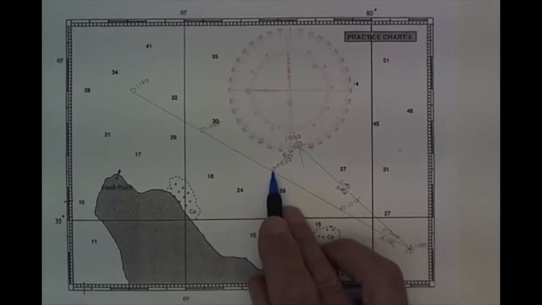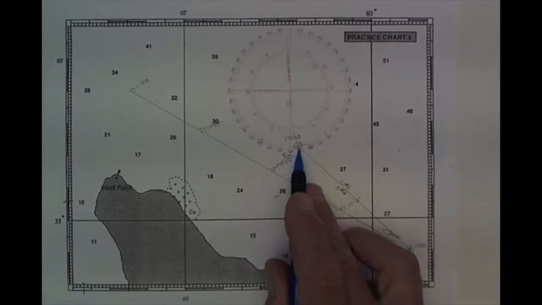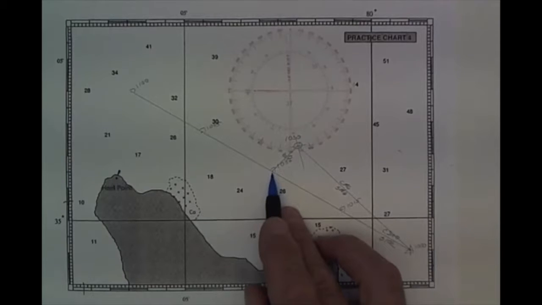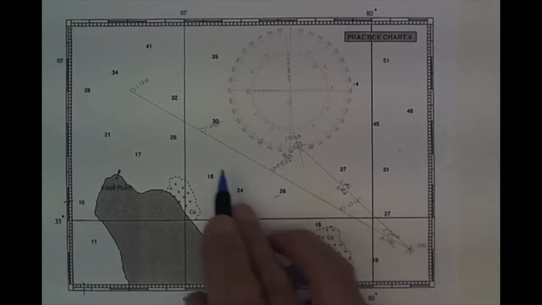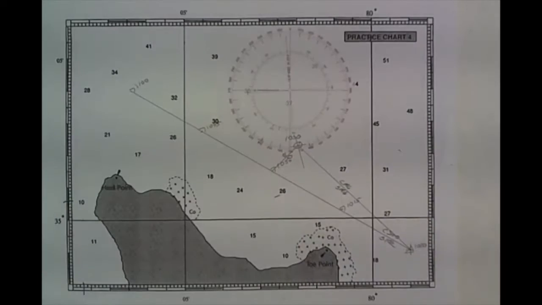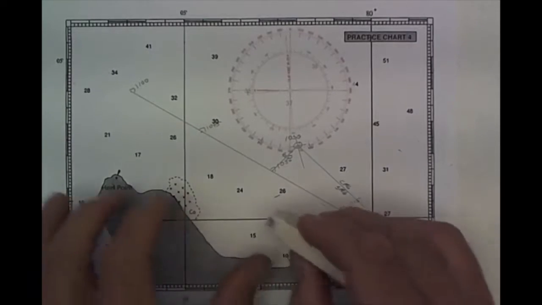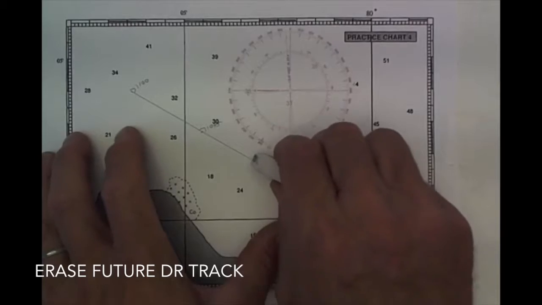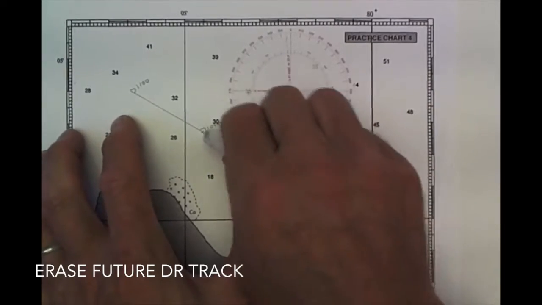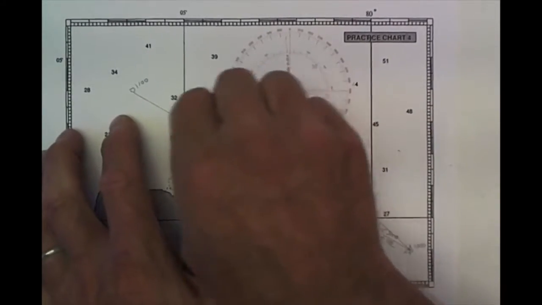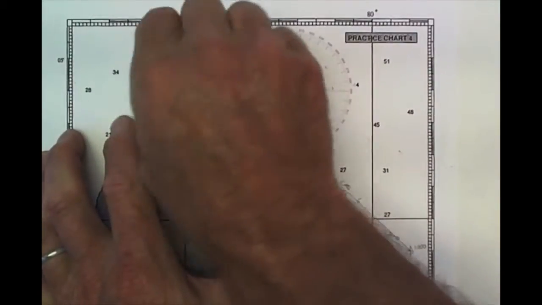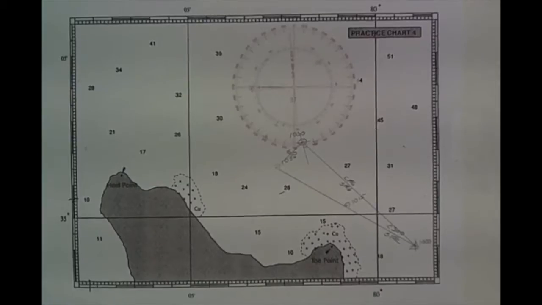We had hoped to be here. We found out we were here, so we never actually got to this 1030 DR. We'll never get to the 1045 or the 11. So the first thing we'll do is we'll erase the DR beyond 1030. So we'll erase this DR, and now we're going to lay down our desired course.